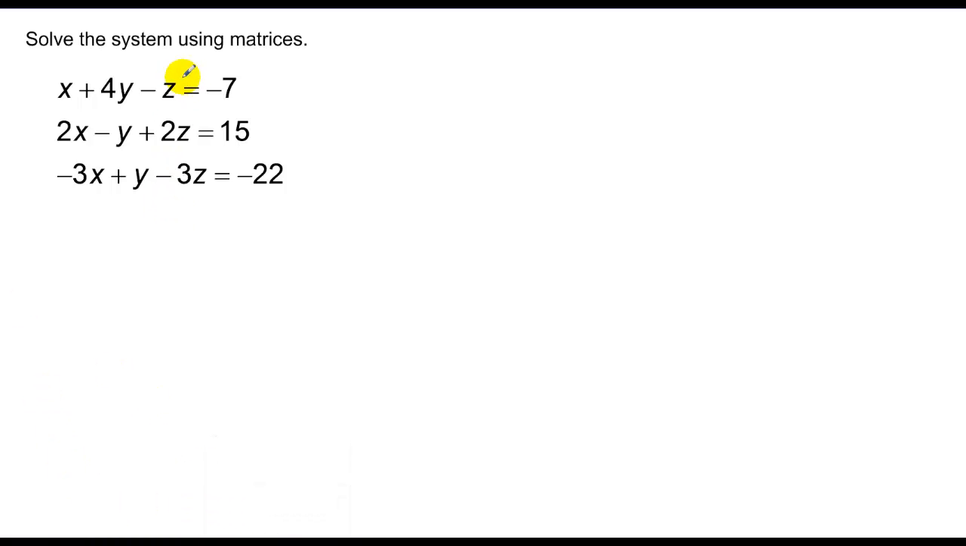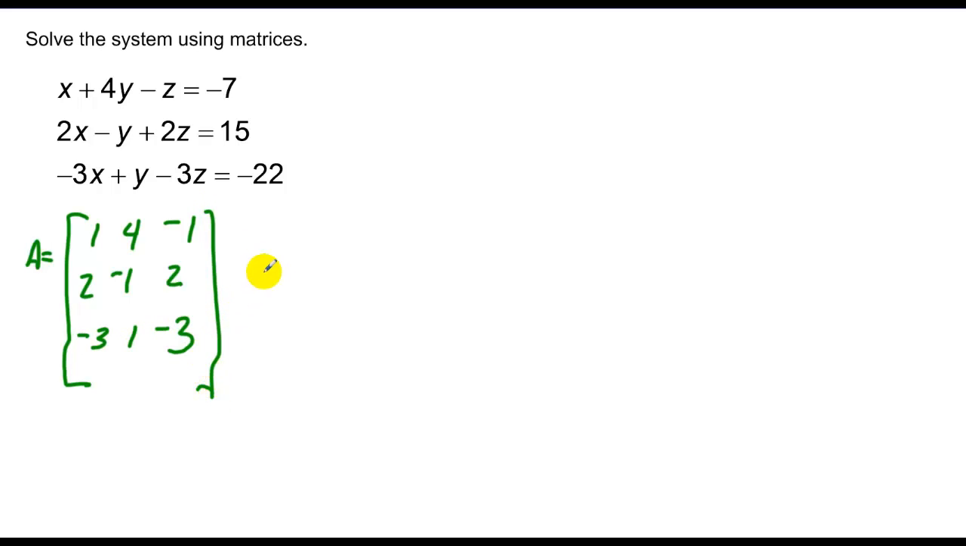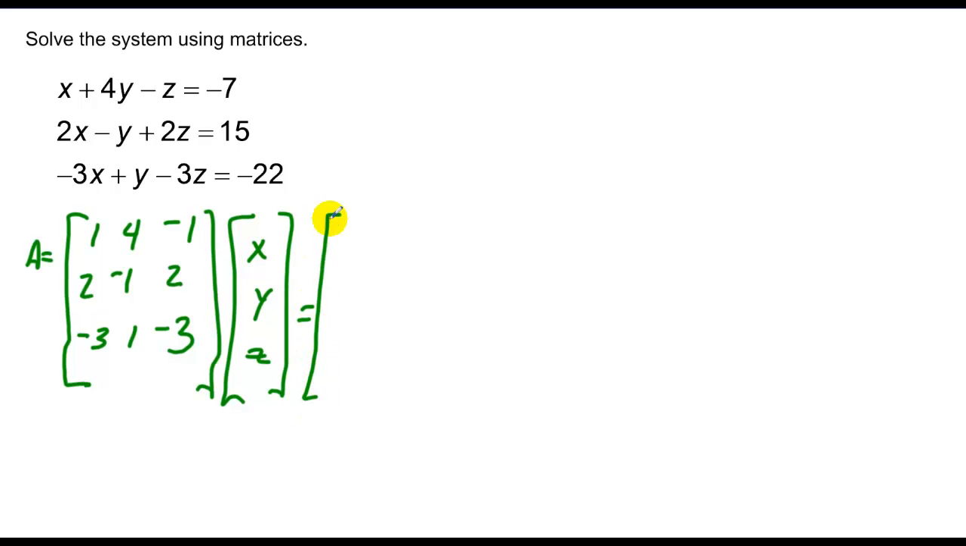We're going to call matrix A equal to the coefficients of this system. So that's 1, 4, -1, 2, -1, 2, -3, 1, -3. Then I have my unknown matrix, which is made up of my X, Y's, and Z's. And that's going to equal my B matrix of -7, 15, and -22.